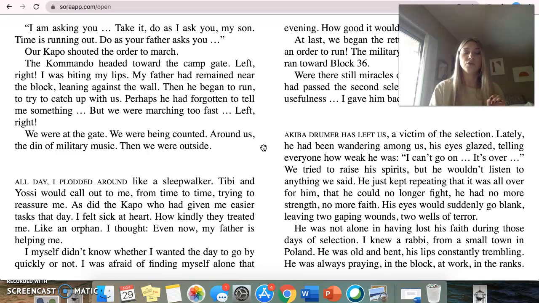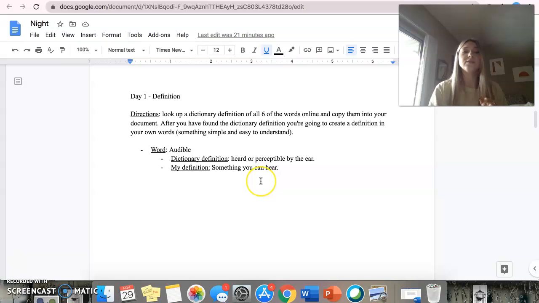So now that I have showed you where we're going to be reading in the book, now I'm going to let you know what you guys are actually going to be doing. So it's going to be 4 days. The first day is going to be definitions.